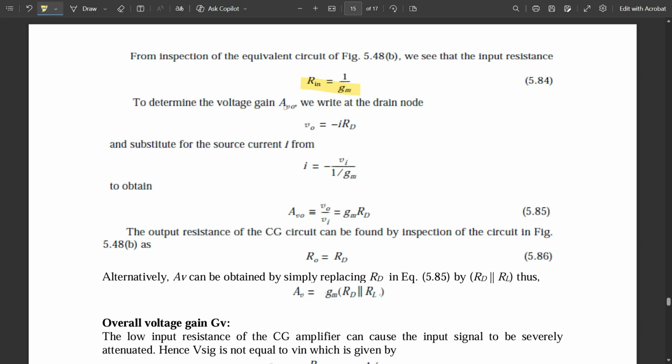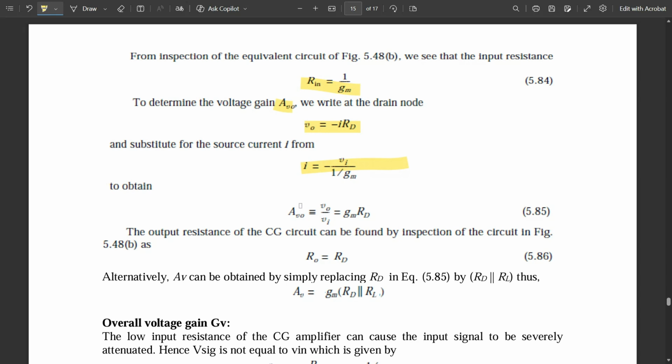Now to determine the voltage gain A_vo, we write at the drain node. As we have seen in the previous amplifier also, V_o would be equal to minus I times R_D, where the minus sign indicates that it is 180 degrees out of phase, and this I would be given by the source current I, and that is given by I equal to minus V_i divided by 1/gm.